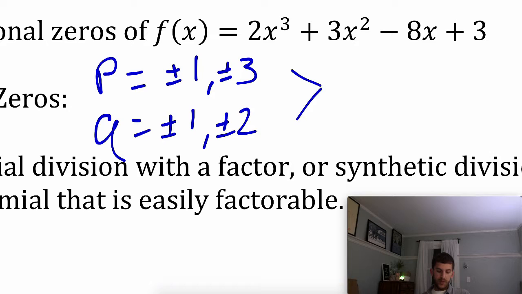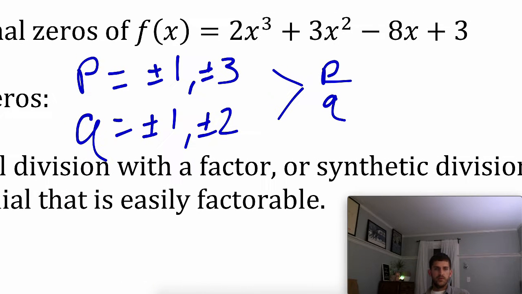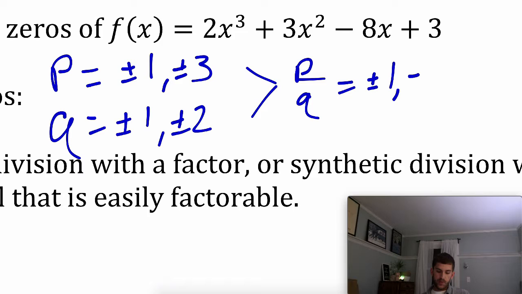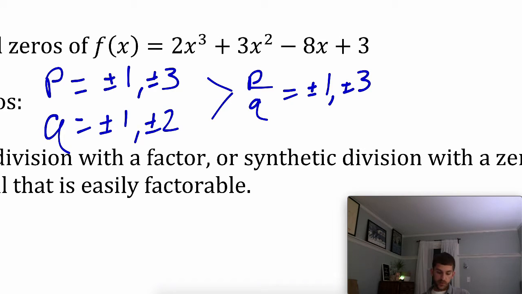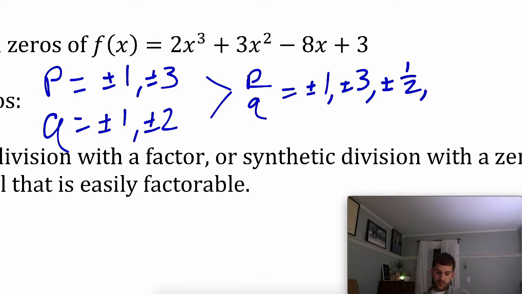So when we do our p's over q's, I always do the ones first. Like I'll do the 1 divided by 1, so that gives us plus or minus 1, and then the 3 divided by 1. So either way, you're going to get just integers. Then we're going to do the numbers over 2. So we got 1 divided by 2, so plus or minus 1 half. And then the 3 divided by the other 2, so we have plus or minus 3 over 2.